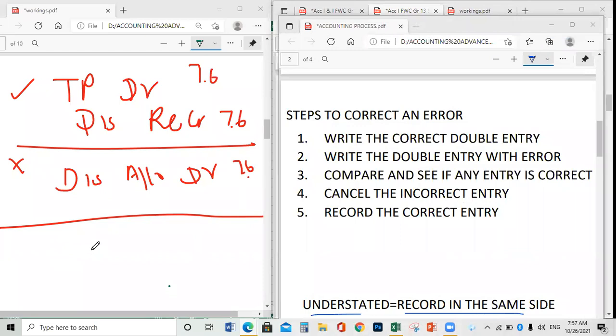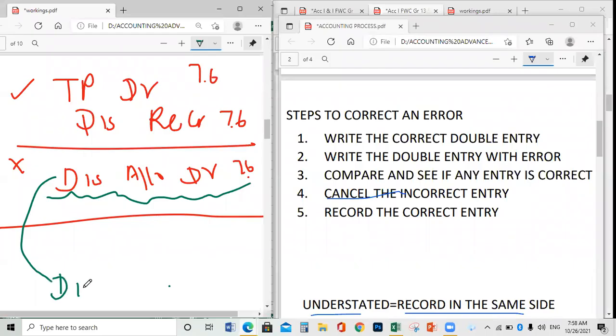Nothing is correct. Now you have to cut. Then the next step is cancel the incorrect entry. What is the incorrect entry here? Discount allowed is debited, which is wrong. Discount allowed debited is wrong. So to cancel it, what will you do? You will credit discount allowed. Guys, discount allowed debit is wrong. To cancel it, you will credit discount allowed.